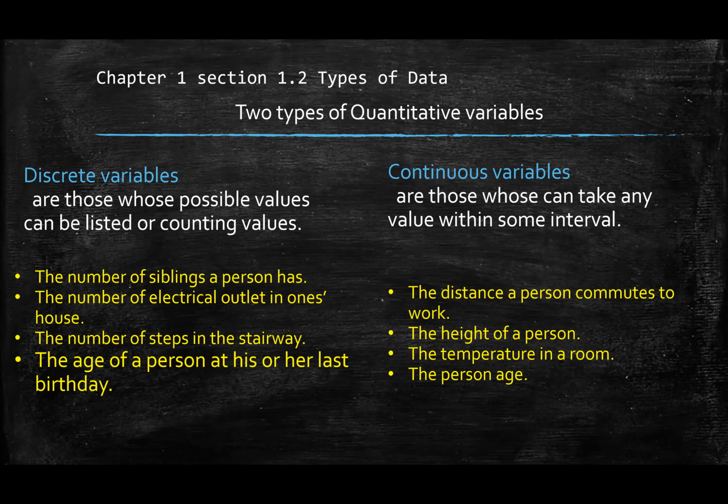The number of siblings, you either have 0, 1, 2, 3, 4, 5. You don't have 4.5. You probably say, well, I have a half brother or sister, but it's still a whole person, so we count a person, not half a brother. The number of electrical outlets in a house, you either have 10, 20, 30. You don't have 15.5 or 15.25. So think of discrete as counting, a whole number. Every time you move, it's one unit, 1, 2, 3, 4, 5, 6, 7.